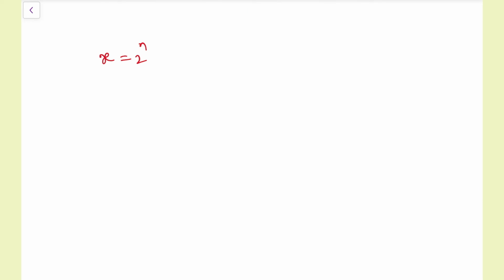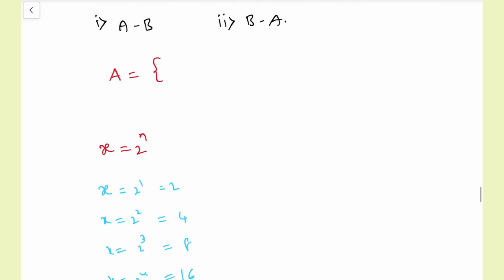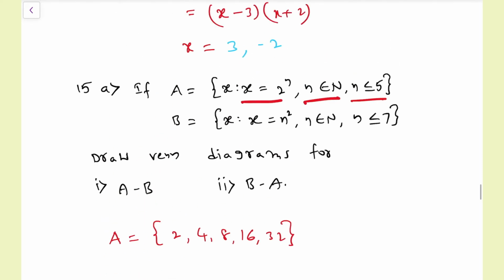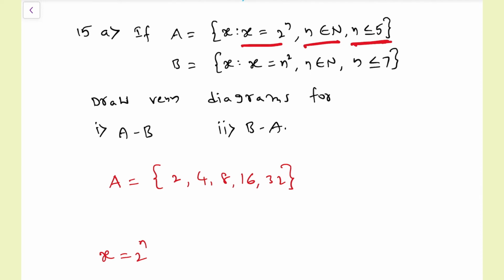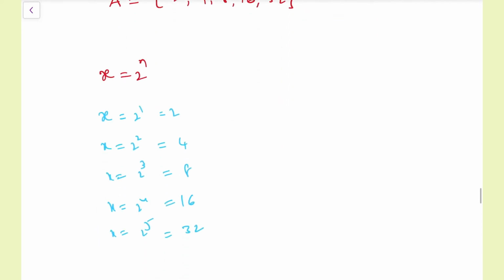So one by one, let us substitute natural numbers. X is equal to 2 power 1, then x is equal to 2 power 2, 2 power 3, 2 power 4, 2 power 5. 2 power 1 is 2, 2 power 2 is 4, 2 power 3 is 8, 2 power 4 is 16, 2 power 5 is 32. So 2, 4, 8, 16, 32. He said clearly in the question itself n less than or equal to 5, so I stopped at power 5 only. Next, set B he gave in reverse, that is n square.